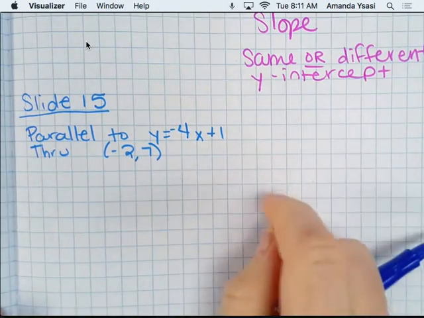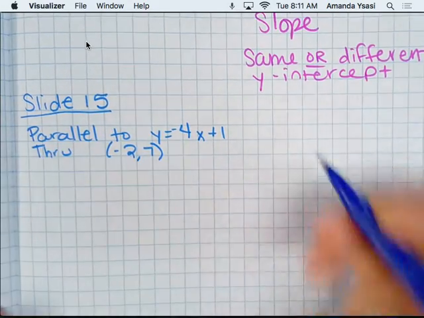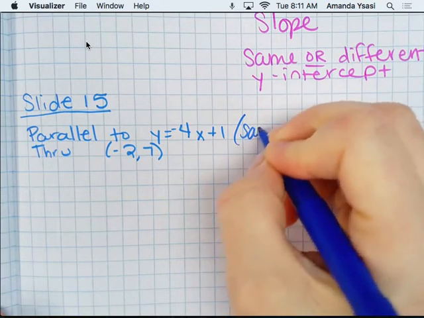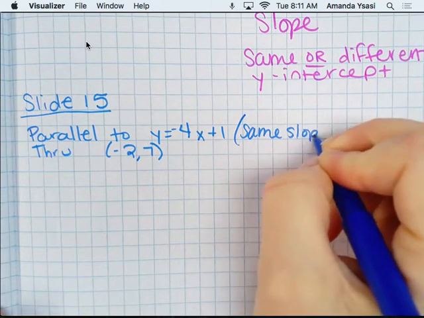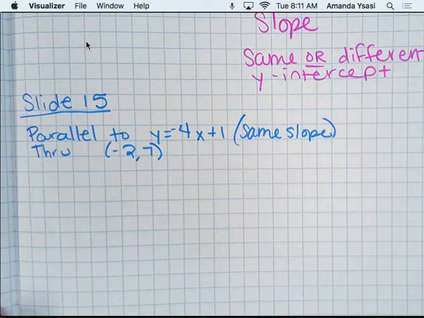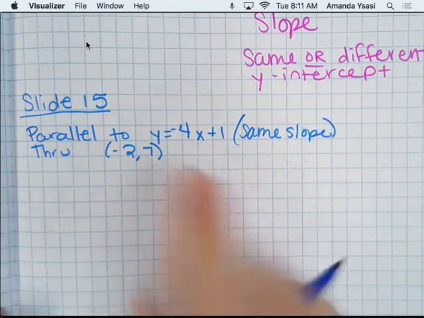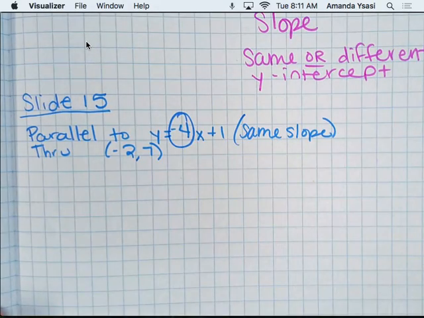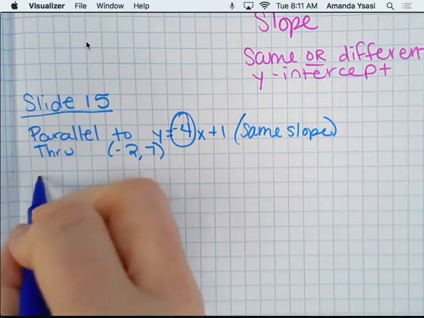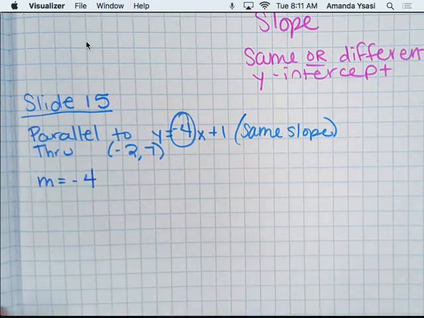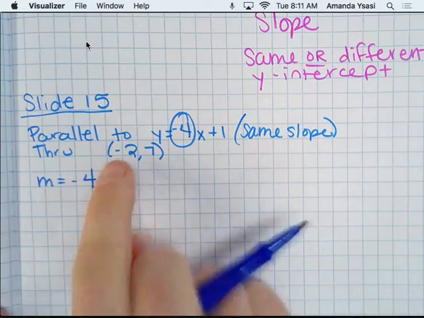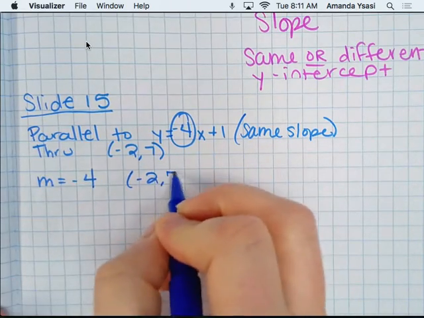So I'm going to write a little note out to the side. If it's parallel, that means same slope. And it gives us a slope real easy, -4. So we know that m = -4, and it's going through (-2, 7).